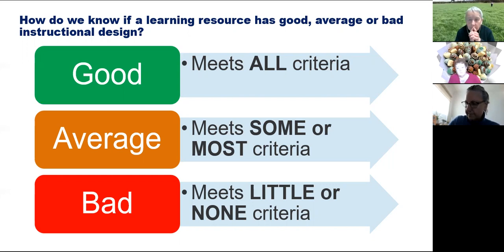It might be average, so it meets some or most of the criteria, but as Jen said, maybe some criteria are more important than others. You can tolerate average performance in some of the others, like white space, if it's real world and is meeting that authenticity need. Then you've got bad, which means we've met little or none of the criteria.